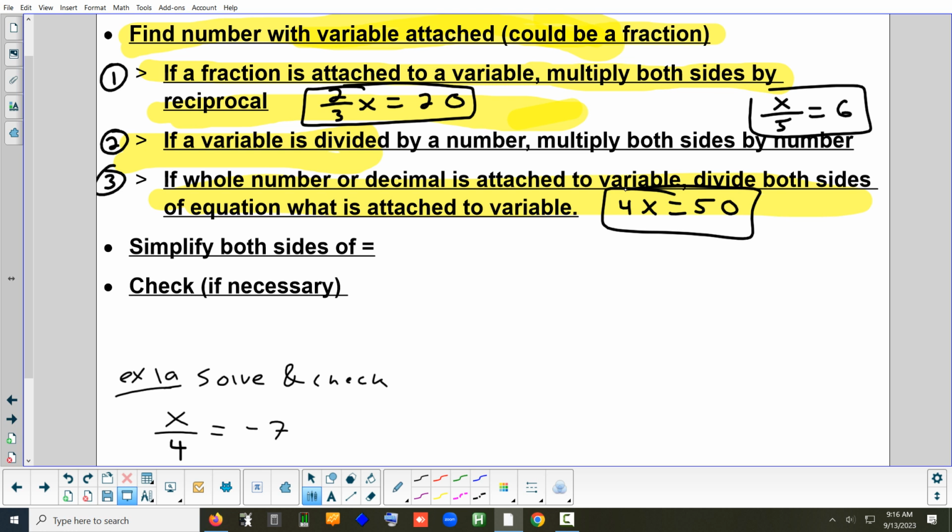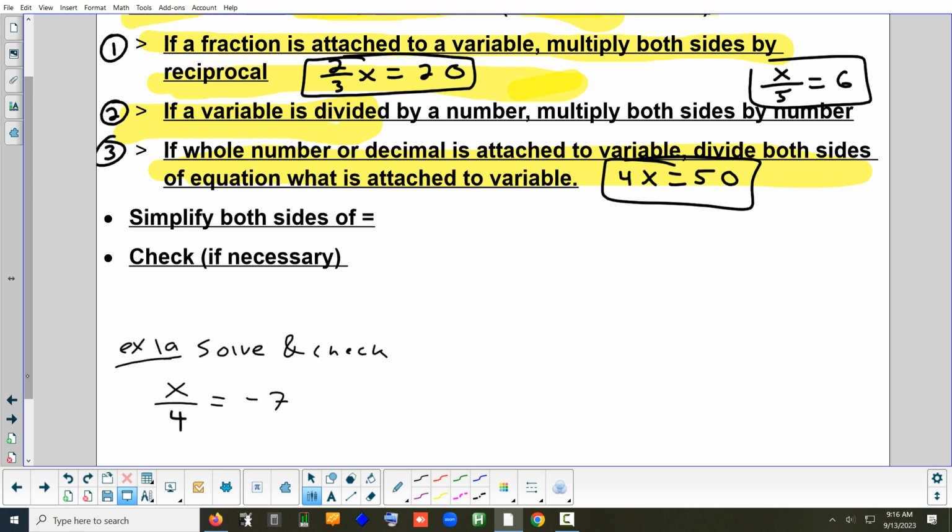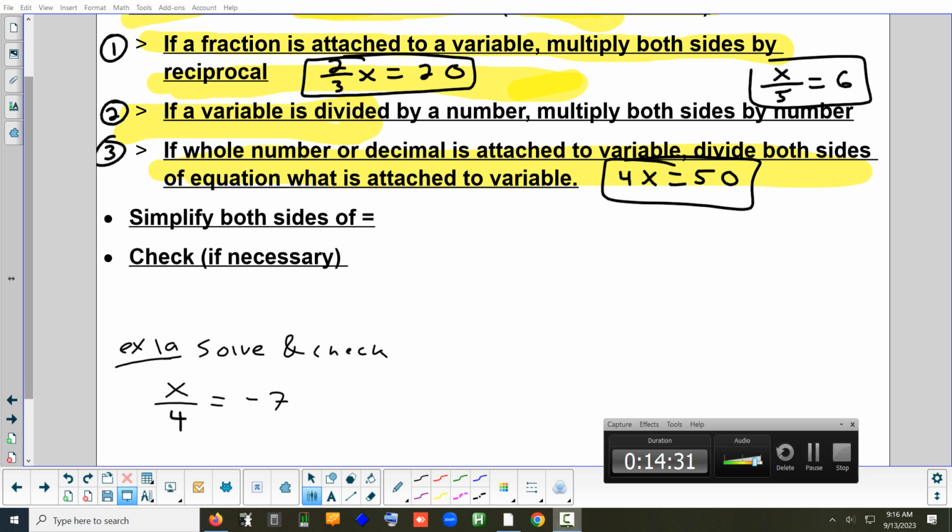And what does it say to do in case 2 to solve it? Multiply both sides by the number, right, whatever the number is. So in this case, what's the number that we divided by? 4. Okay, so take a second and see if you can solve that, and then I'll come around and check your answer.